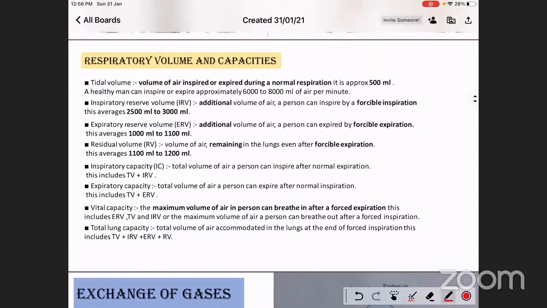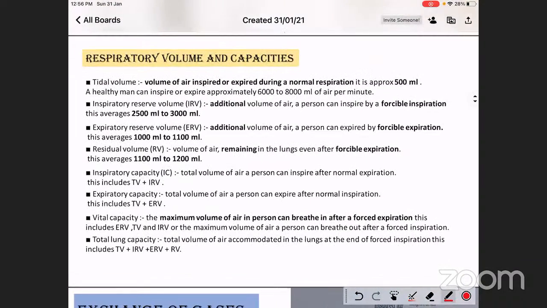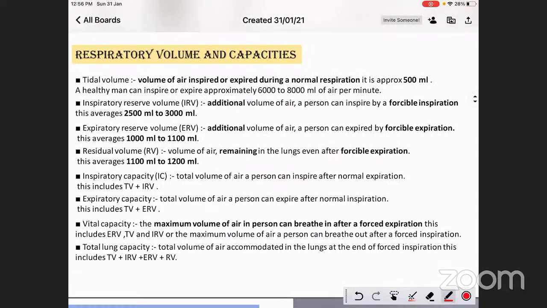Okay. Now, finally, we are going to talk about the respiratory volumes and capacities. Wait for a minute. Okay. So, respiratory volume and capacities.